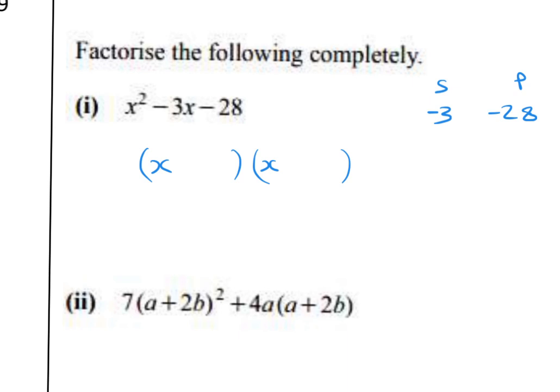To get negative 28, so 7 times 4, or negative 7 times 4. If you add, you get negative 3. If you multiply, you get negative 28. So minus 7 plus 4.